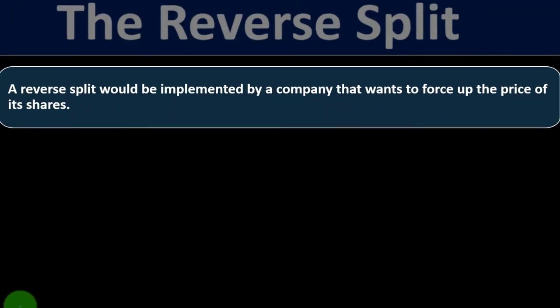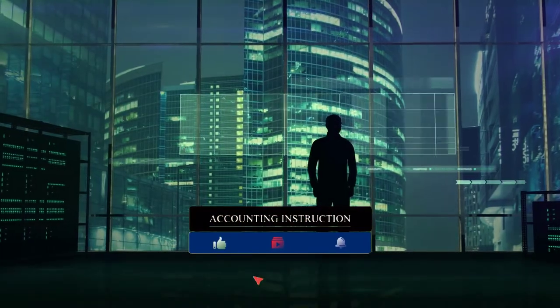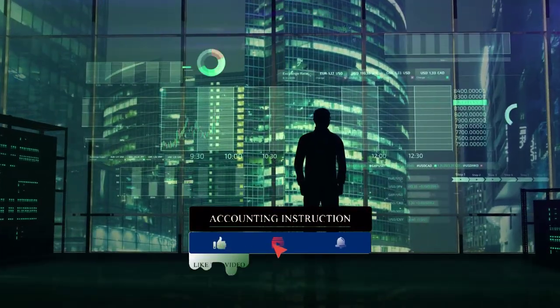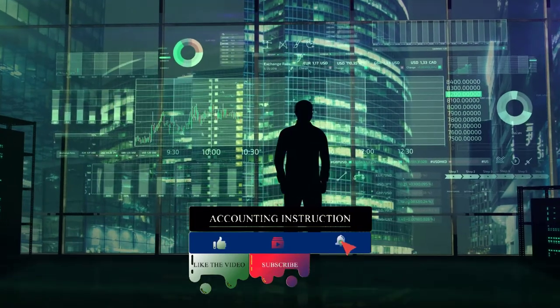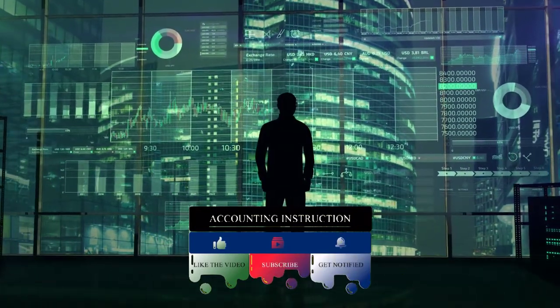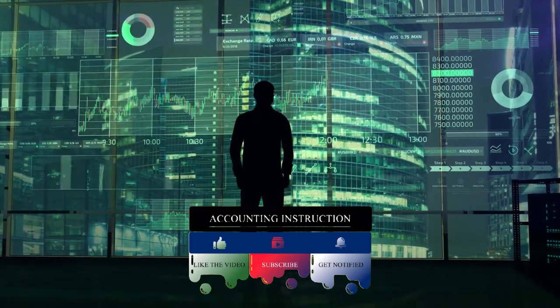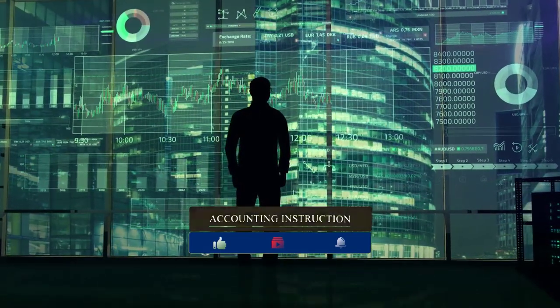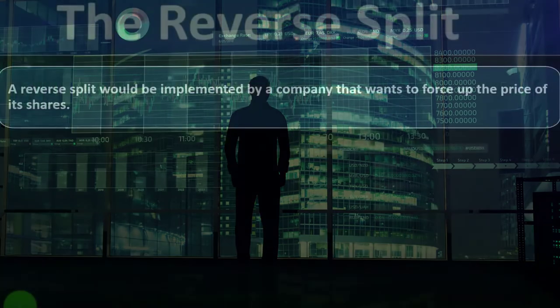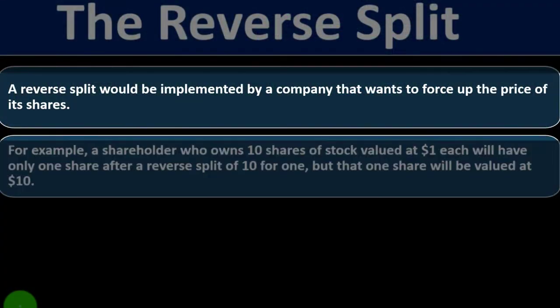A reverse split would be implemented by a company that wants to force up the price of its shares. So you could have a situation where the stock looks too low. People are saying, hey, the price is quite low. Maybe the stock is in danger of not even being on the exchange anymore because it's going to go below a certain threshold. So they might say, how can I up the price of the shares? Well, you could do a better job in the corporation and people might want to buy it more. Or you could try to do a reverse split.